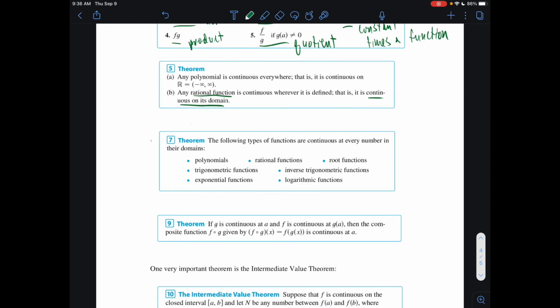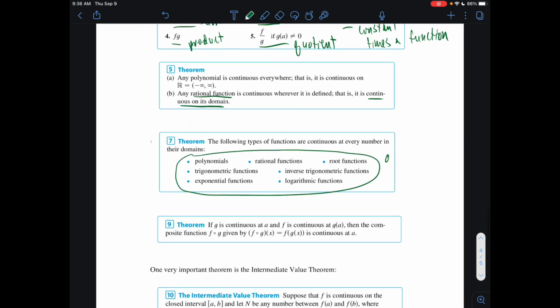And then giving us some reason as to why we learned all those functions in pre-calculus, all of these functions are continuous at every number in their domain. Polynomials, rational functions, we just mentioned that, root functions, trigonometric functions, inverse trigonometric functions, exponential functions, and logarithmic functions. All of these are all functions we learned in pre-calculus.